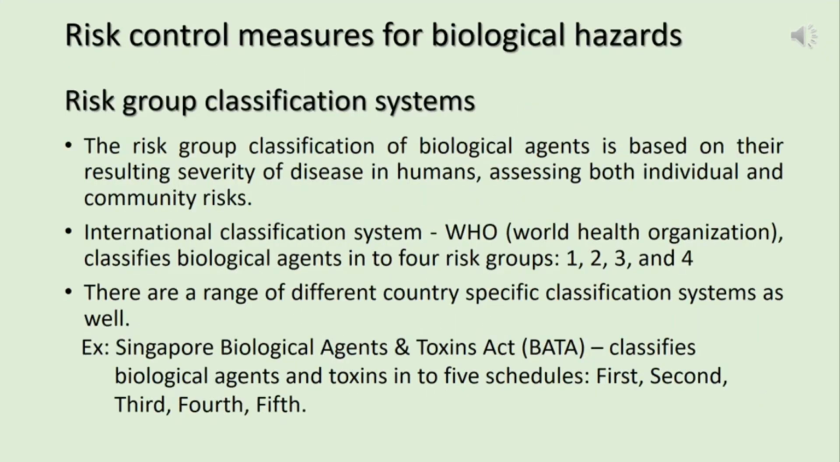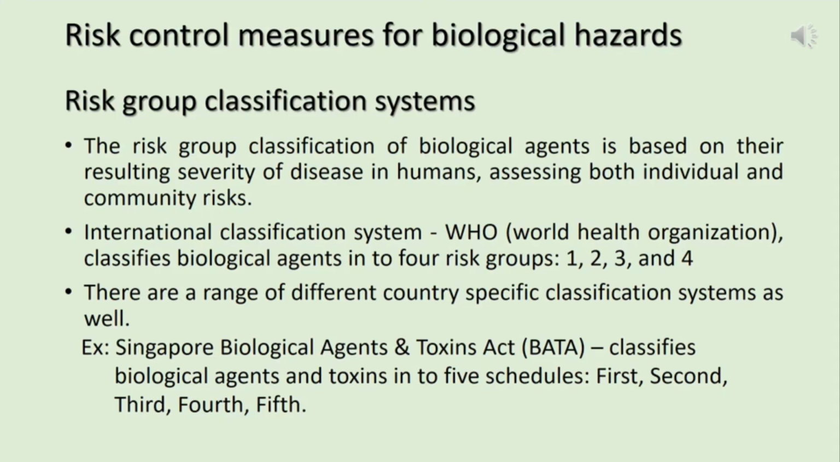In the next few slides, let's look at some of the risk control measures that we can take in order to prevent or minimize exposure to biological hazards. Before we can look at risk control measures, we need to identify some things. One is the risk group classification system. The other one is biosafety levels. We need to understand that biological agents are classified into different risk groups according to their hazard levels. The international classification system is by WHO, the World Health Organization.